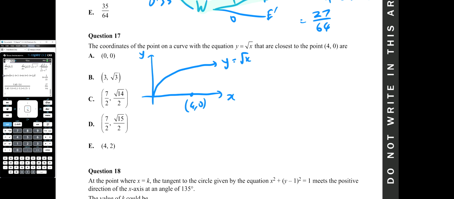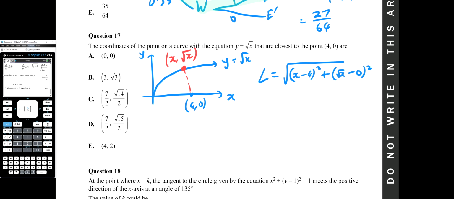So what this question is asking us to do is to find the point on the square root graph that is closest to the point 4 comma 0. So I'll just label that point there. That'll be x comma root x. Normally we'd say x comma y, but we know that y is root x, so it's x comma root x. What we're then going to do is take the distance formula. I'm going to call it L, for length of line. So that's the square root of the difference in x values, x minus 4 all squared, plus the difference in y values, square root x minus 0 all squared.